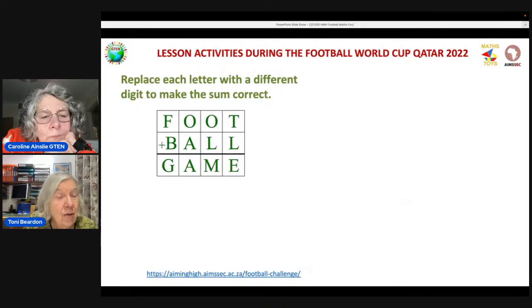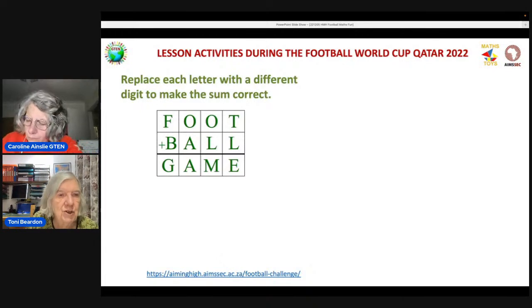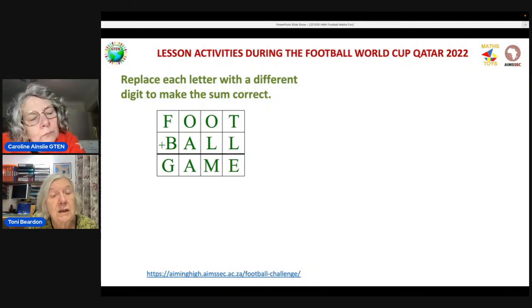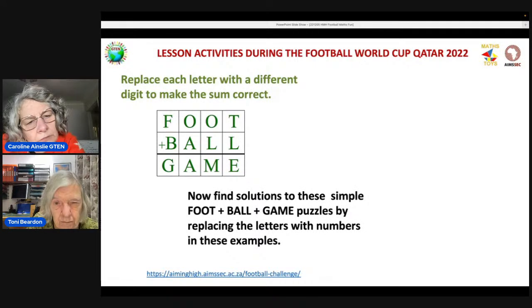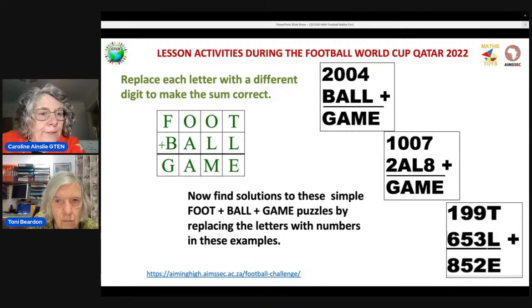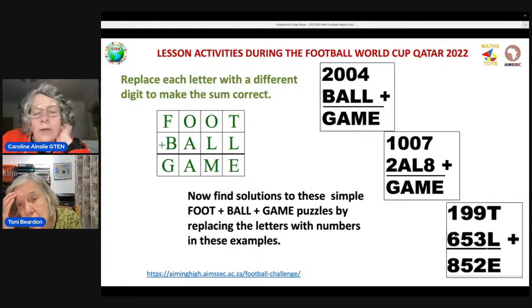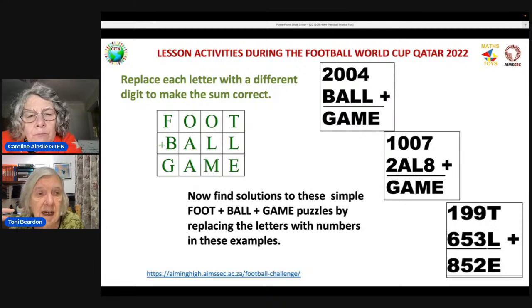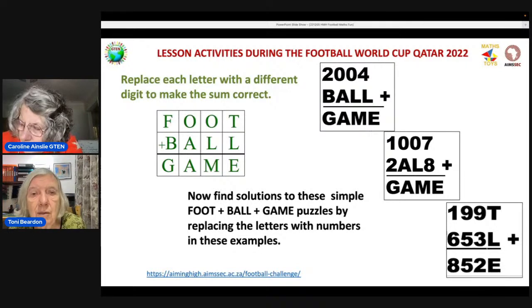Now, can we get other solutions to this puzzle? Can we find other substitutions of the numbers 0, 1, 2, 3, 4 up to 9, which will make a sum here that's correct? Can we have the first one so I can write that down to see if I come up with something different? Oh, that's different. So here are 3 examples, okay? But what we've done here is to make it easy for you by giving you some of the numbers.